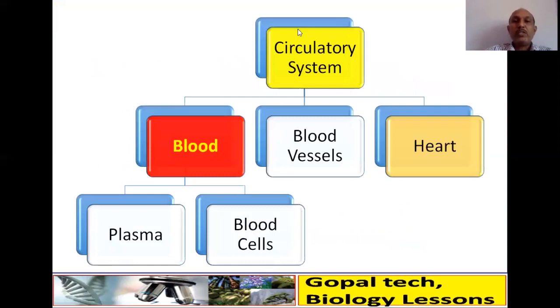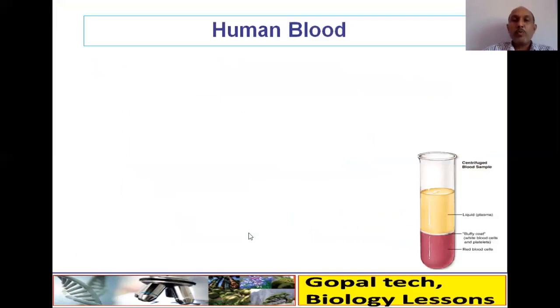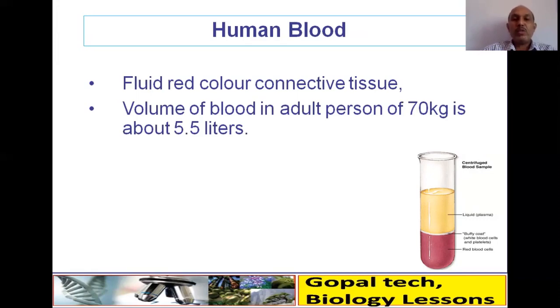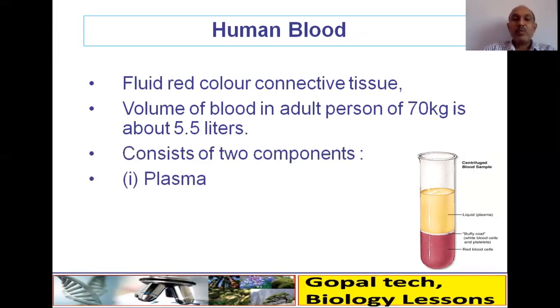Now, the human circulatory system consists of blood, blood vessels, and a pumping organ, the heart. Blood contains blood plasma and blood cells. Now, human blood. If you take 100 ml of blood, you see a yellow straw colored liquid plasma, and here you will get a group of blood cells. So human blood is a fluid, red colored connective tissue. The volume of blood in an adult person of 70 kilograms is about 5.5 liters. It consists of two components, the blood plasma and blood corpuscles, the blood cells.